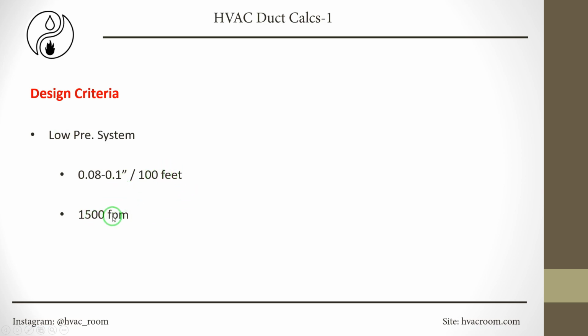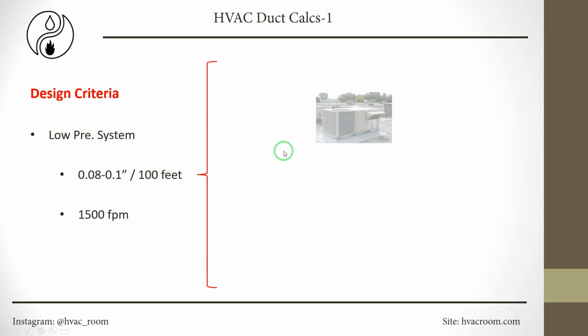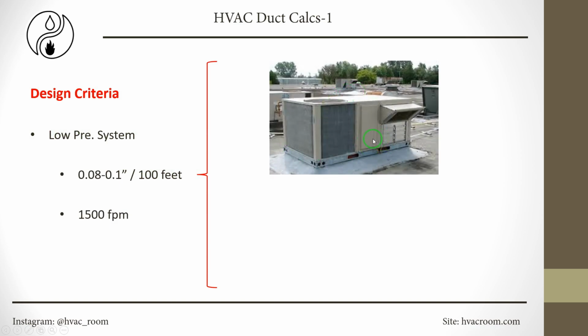Again, we do have these numbers in the SMACNA standard and also in ASHRAE books. You can double check, but these are the two numbers that we need for a low pressure system. So let's do an example here. For example, I have a package rooftop unit or constant volume. A package rooftop unit can be used in a commercial project or residential project, and my supply air after the load calculations is going to be around 2000 CFM. We're going to look at the duct size based on these two parameters.